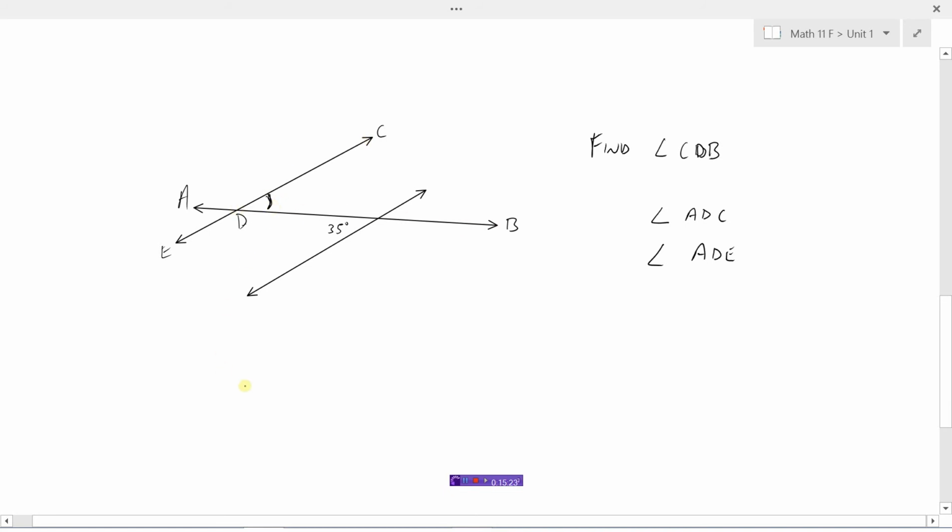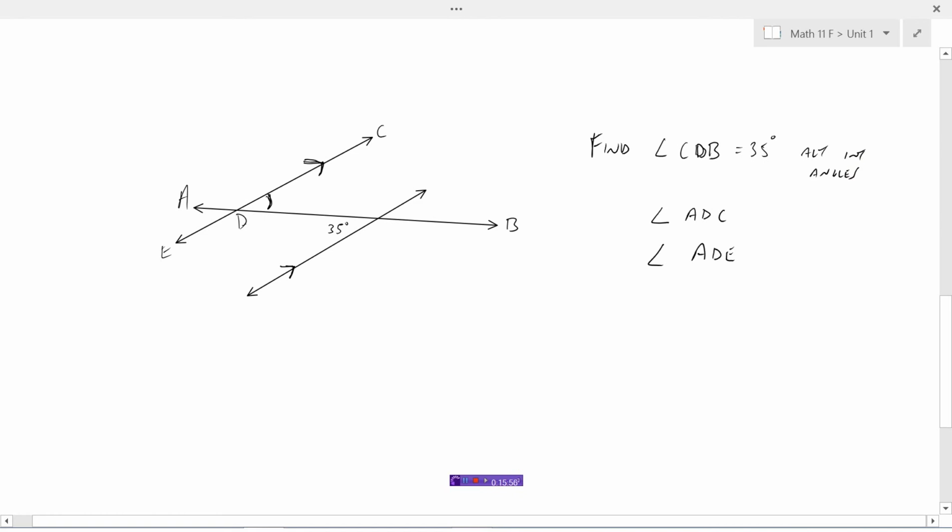Oh, forgot to mention that these are parallel lines. So we know that these are parallel lines. Sometimes they put little arrows on them to show that they're parallel. So knowing that these are parallel lines, angle CDB, this angle must be the same as this one because this is alternate interior angles. That's that Z rule. So I would know that angle CDB is 35 degrees because of alternate interior angles. Alt interior angles, a little shortcut way of writing that.